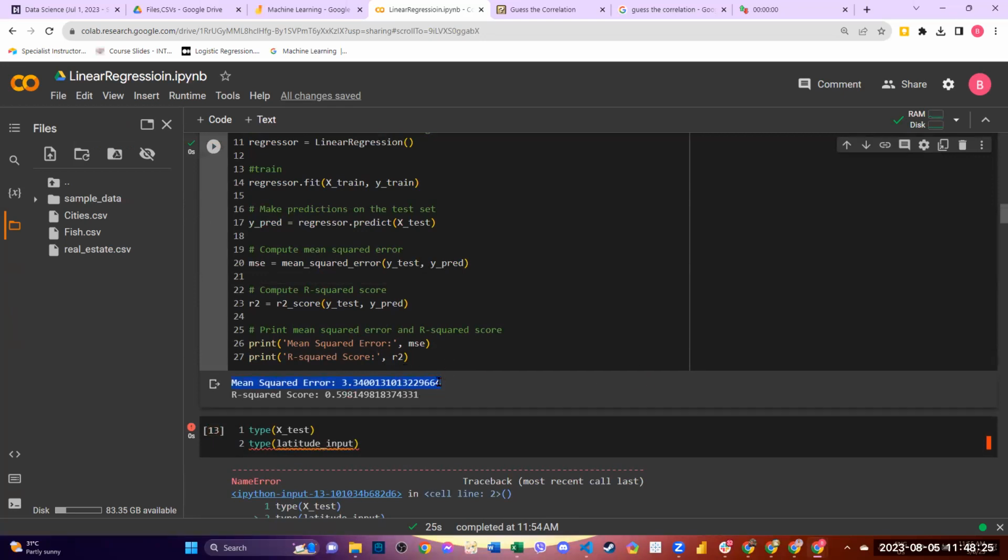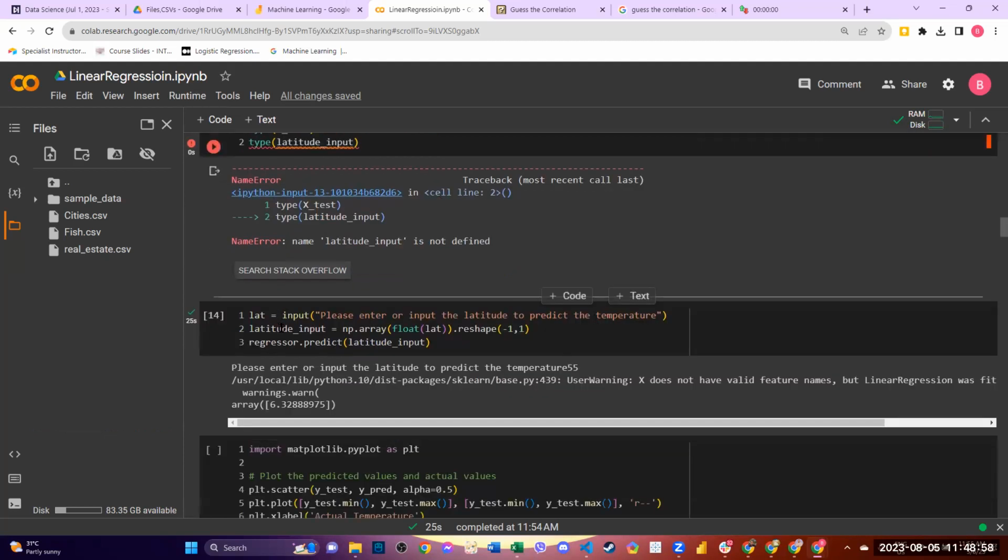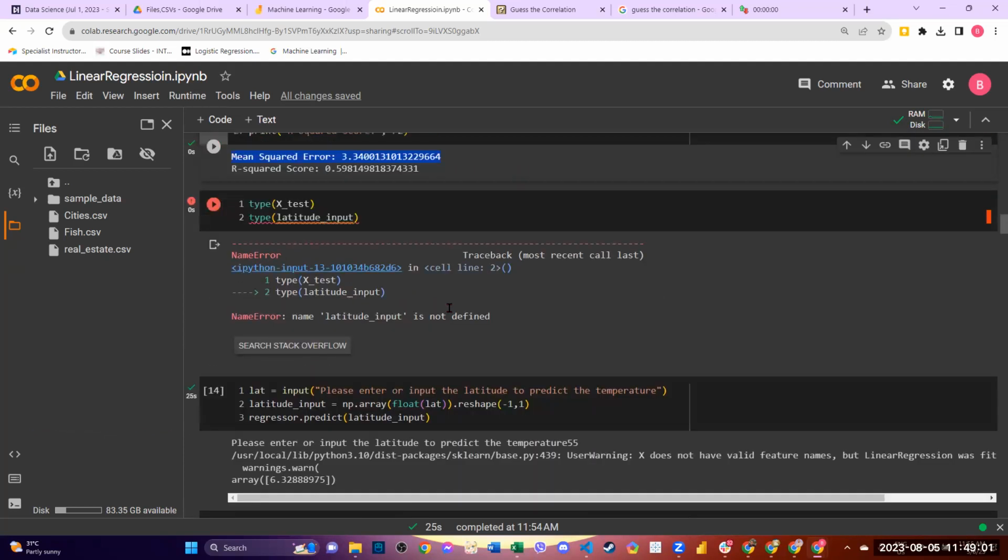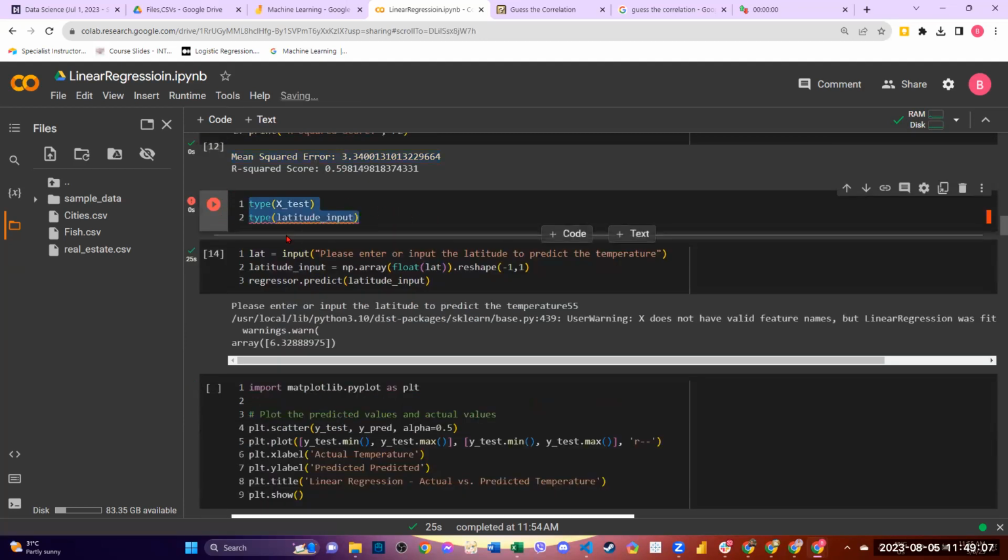What will be a bad model, if that's the case? A bad model will be a mean square error of more than 20%. So if your mean square error is around 20 point something, you will say that your model is not very good. Any questions? So don't mind these two. This is not important.